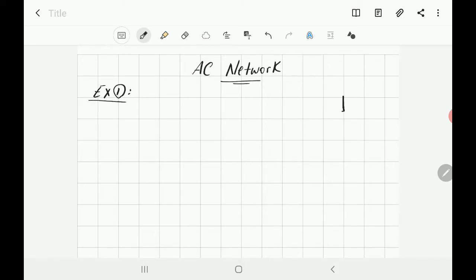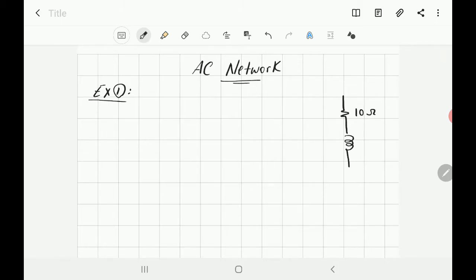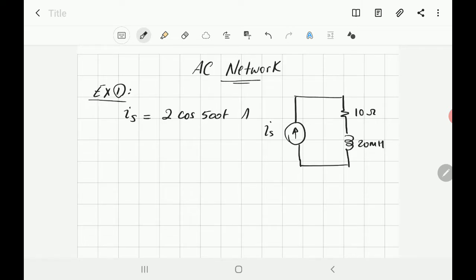Let's say that we have a resistance equal to 10 ohm in series with an inductor equal to 20 millihenry, powered by a current source IS. IS is expressed as 2 cosine 500t ampere. To solve any electric circuit with a sinusoidal AC source, we should convert any inductor or capacitor to the equivalent reactance.